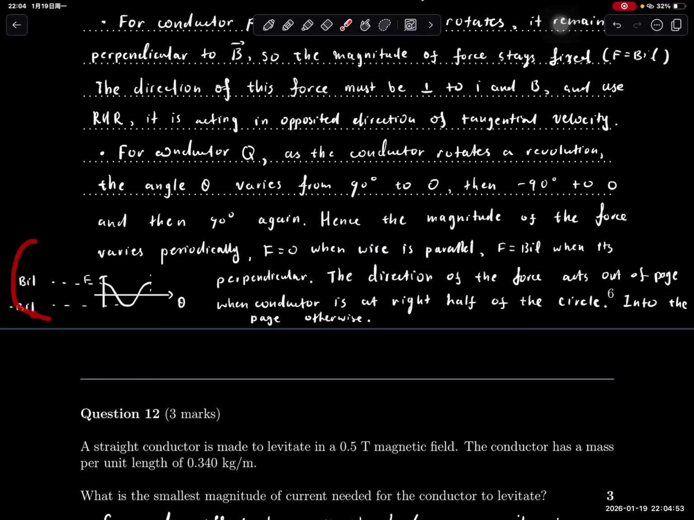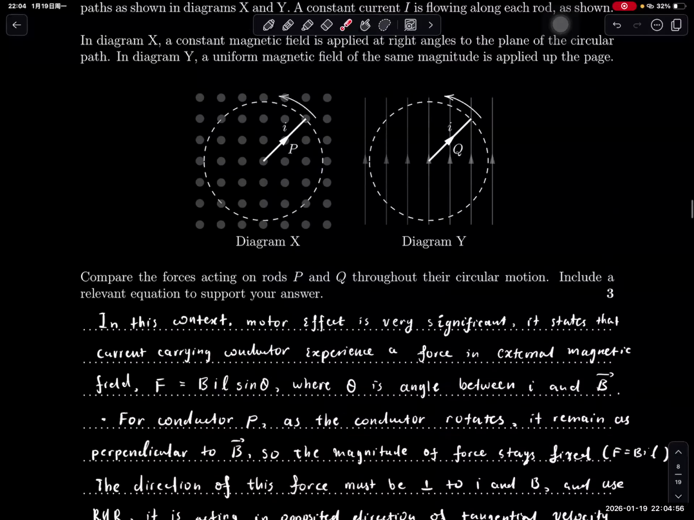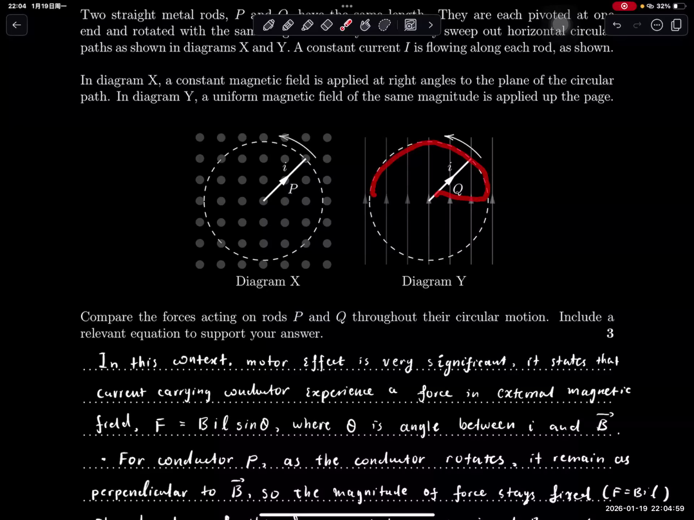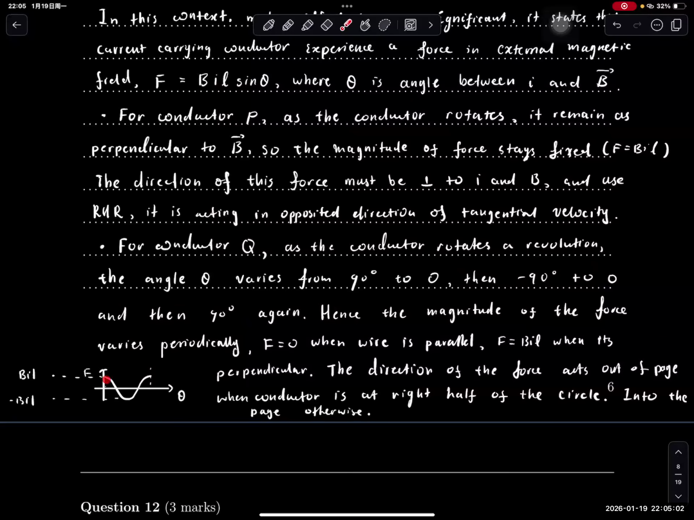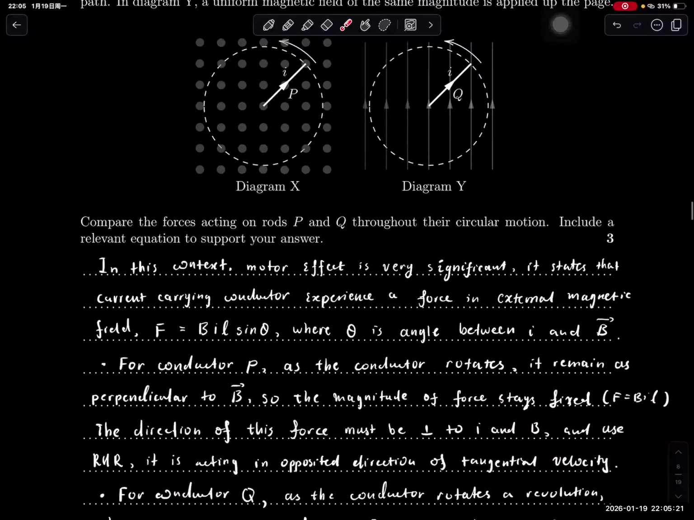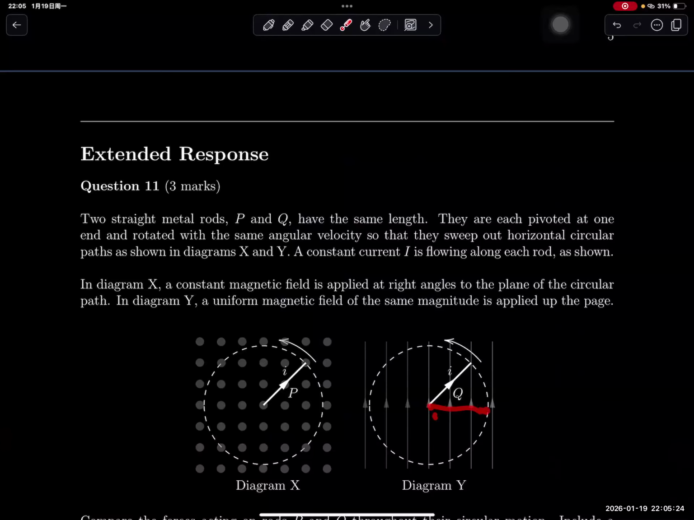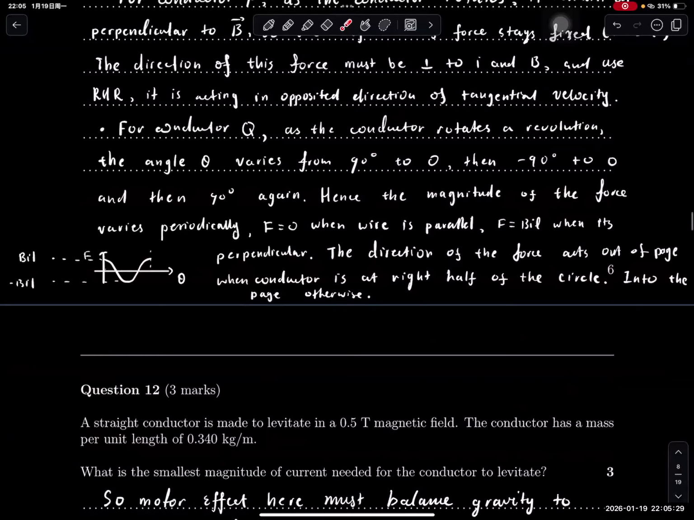And I even drew a little diagram, like a little cosine function. As it starts, it's maximum, and then reaches 0, and then another maximum, but in the opposite direction. So start maximum, 0, opposite direction maximum, 0, and back. You can draw little diagrams. Drawing diagrams really helps in physics, even if the question didn't ask for a diagram. And then the direction of the force acts out of the page. Just use your right-hand rule. It's out of the page here, for this semicircle, and it's into the page here. Just explain, and then we're done for this question.